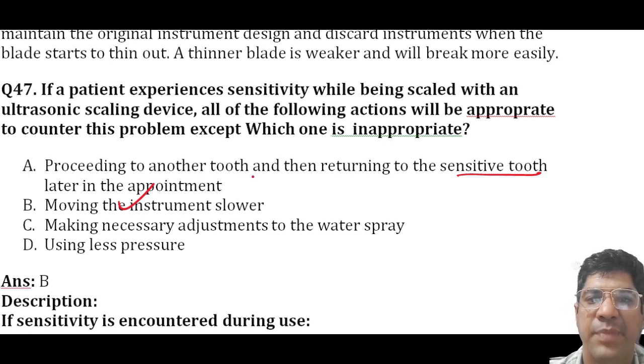Making necessary adjustment to the water spray: adjusting the water spray to increase the cooling can help to manage sensitivity and reduce the heat generated by the instrument. Using less pressure: reducing the pressure on the tooth during scaling can help to prevent damage to the tooth surface. So the answer is B.